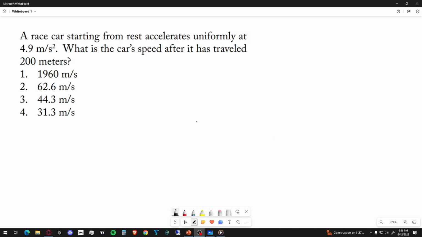So here is a random one-dimensional kinematics problem that I just found from some Regents exam. A race car starting from rest accelerates uniformly at 4.9 meters per second squared. What is the car's speed after it has traveled 200 meters?